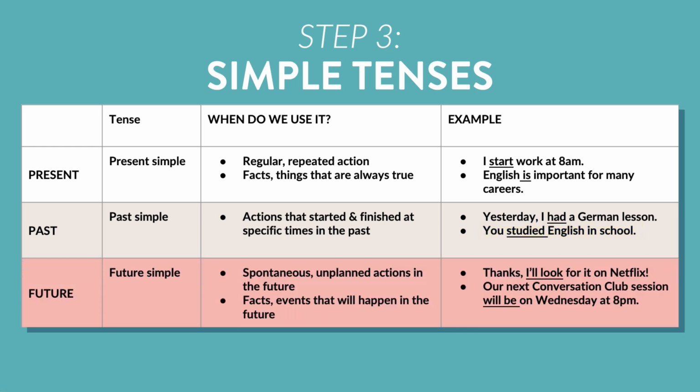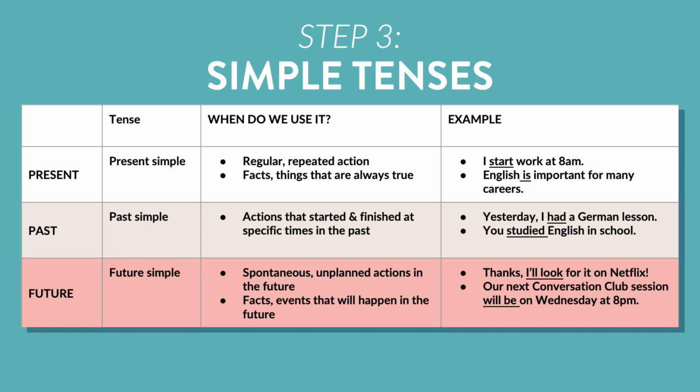For the future simple, we use this for spontaneous or unplanned actions, of course, in the future. For example, your friend suggests a good series on Netflix. You can say, thanks, I'll look for it on Netflix. It's kind of spontaneous. You weren't planning to do that, but you just decided, I will look for it in the future.